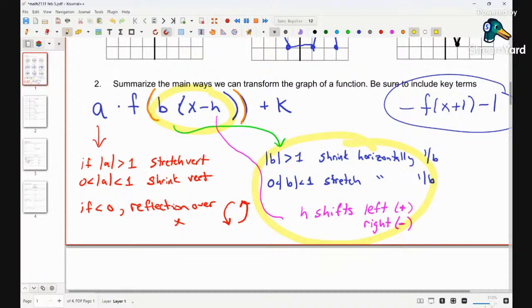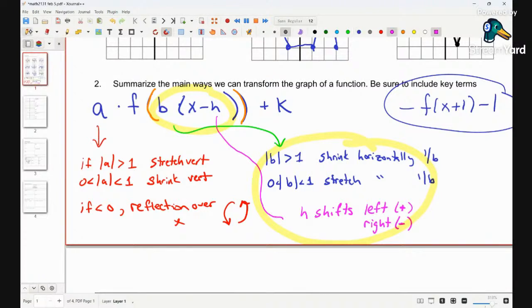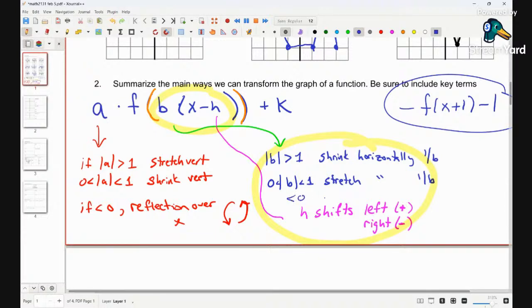I got one other thing that I'm missing. I just remembered, but let me put it out there. What else could B be? Negative. So if it's less than 0, it's a reflect over the Y, which means you're going that way or this way, however you need to study it.